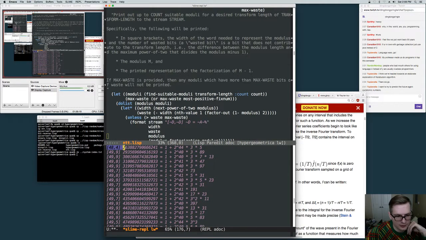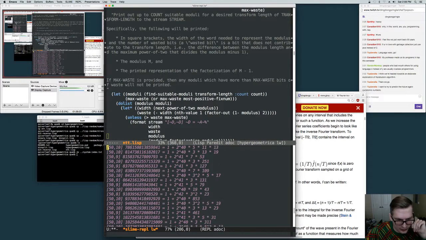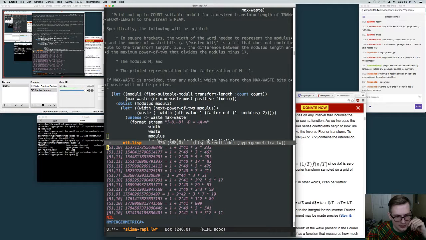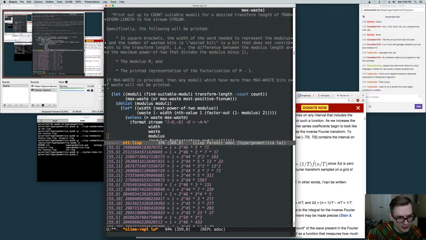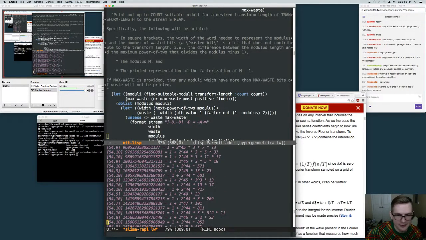We kind of have this one that only has 4 bits of waste. I'm scanning through and I don't see any other good ones. All of these have 9, 10, 11 bits of waste. What about for a higher number, 10 trillion? Yeah, again, nothing that good.